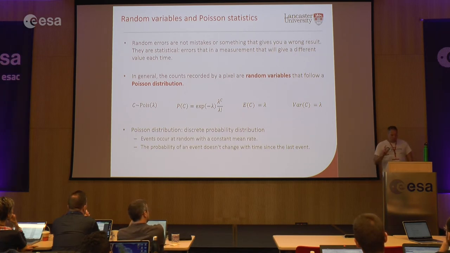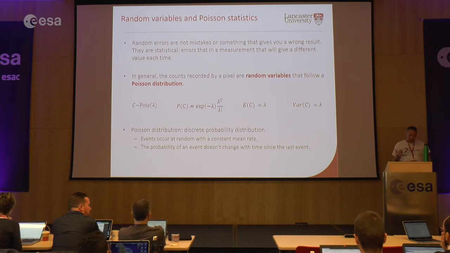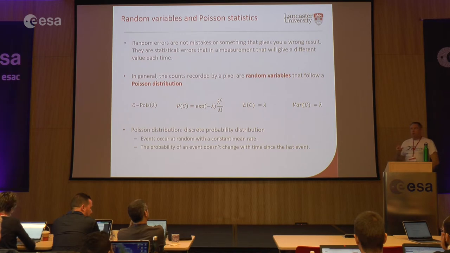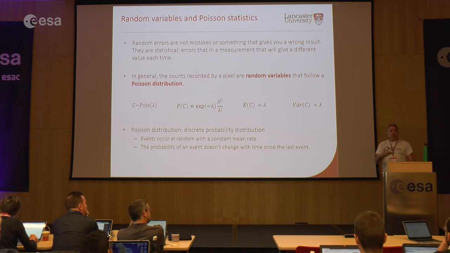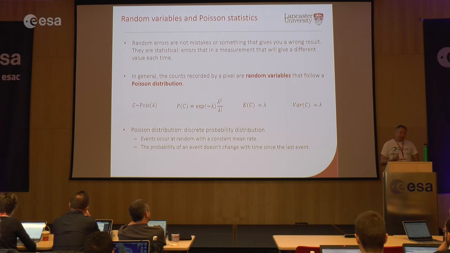When I talk about a random error, I mean that it's not that the instrument has made a mistake. It's not that the measurement is wrong. It's just that you're reflecting the natural variability in measurements, and if you did exactly the same measurement, you would get a slightly different number each time. That's simply statistical. That's an uncertainty on the measurement. We can't measure it perfectly every time.